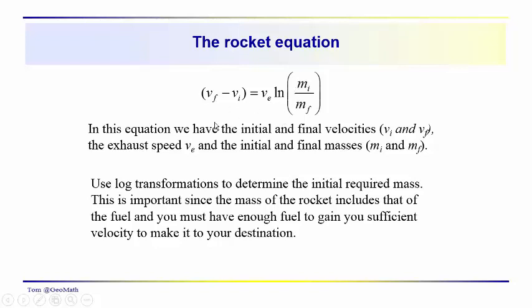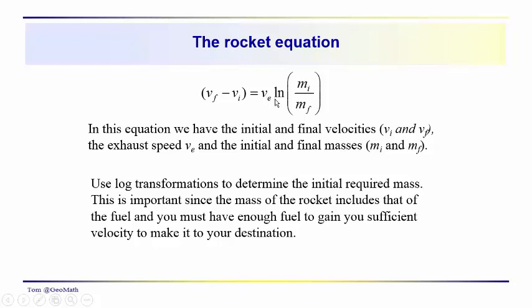The rocket equation is important because it basically tells you how much fuel you need to have. You've got the initial mass, and the initial mass of your rocket has to have enough fuel to give you the velocity that's going to take you to your destination. In this case, let's say it would be Mars. So we have initial and final velocities, v sub i, v sub f.